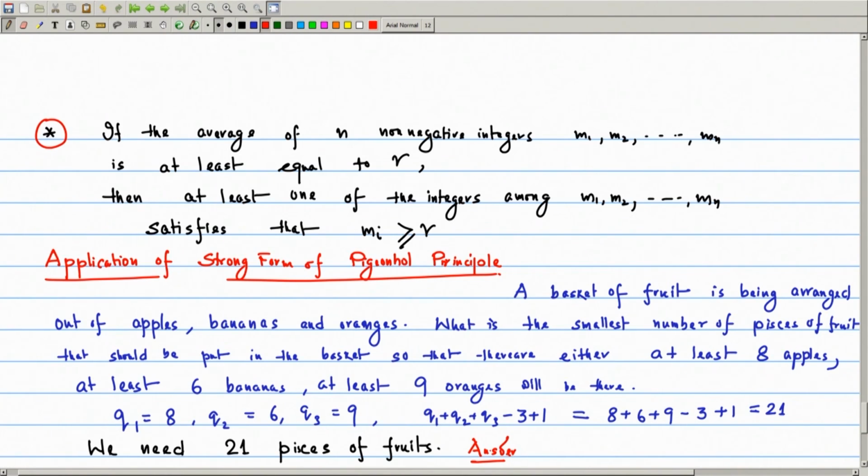So, with this we finish the concepts of pigeonhole principles, the simple form, the strong form, and some of the applications of how we can solve problems using this principle. And in the next lecture we will see again how we can apply the pigeonhole principle to some different types of problems.